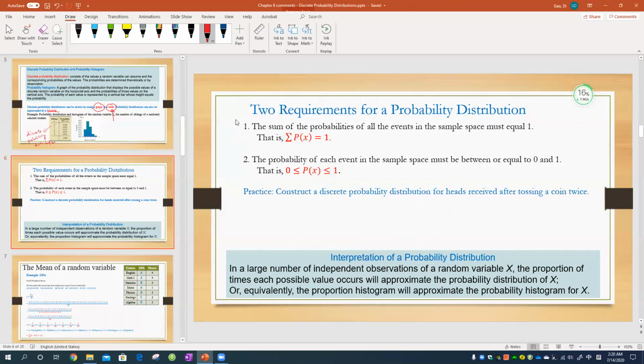So now let's look at a practice problem. We're going to construct a discrete probability distribution for heads received after tossing a coin twice. So let's look at the sample space. Again, for tossing a coin twice, we have head, head, head, tail, tail, head, and tail, tail. And now we want a discrete distribution for heads received after tossing a coin twice.